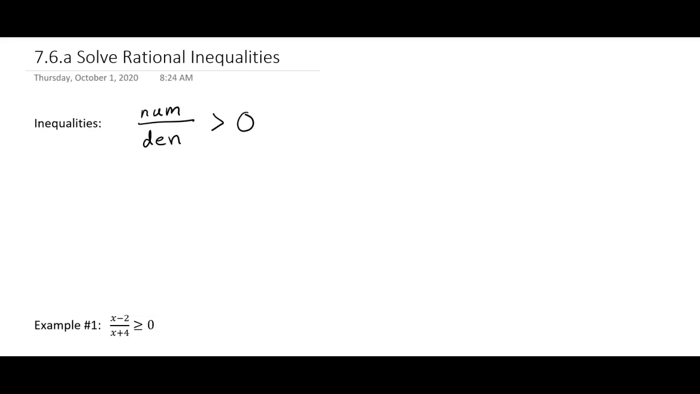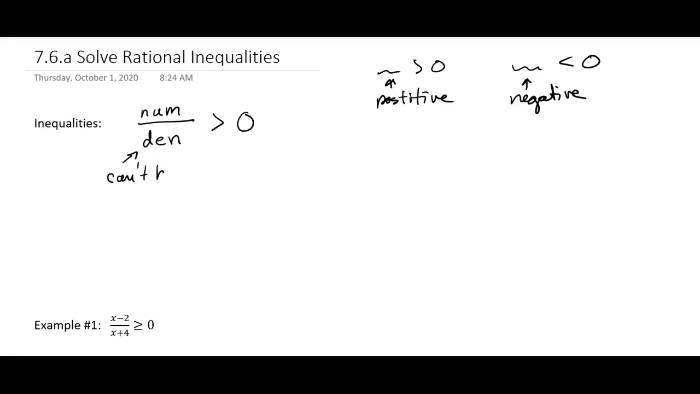There's a reason why we compare it to 0, because then it has to do with whether things are negative or positive. When we say something is greater than 0, we mean this is positive. If we say something is less than 0, we mean this is negative. Keep that concept in mind. Also, because they're rational expressions, we have to make sure that the denominator doesn't equal 0. It can't be 0.